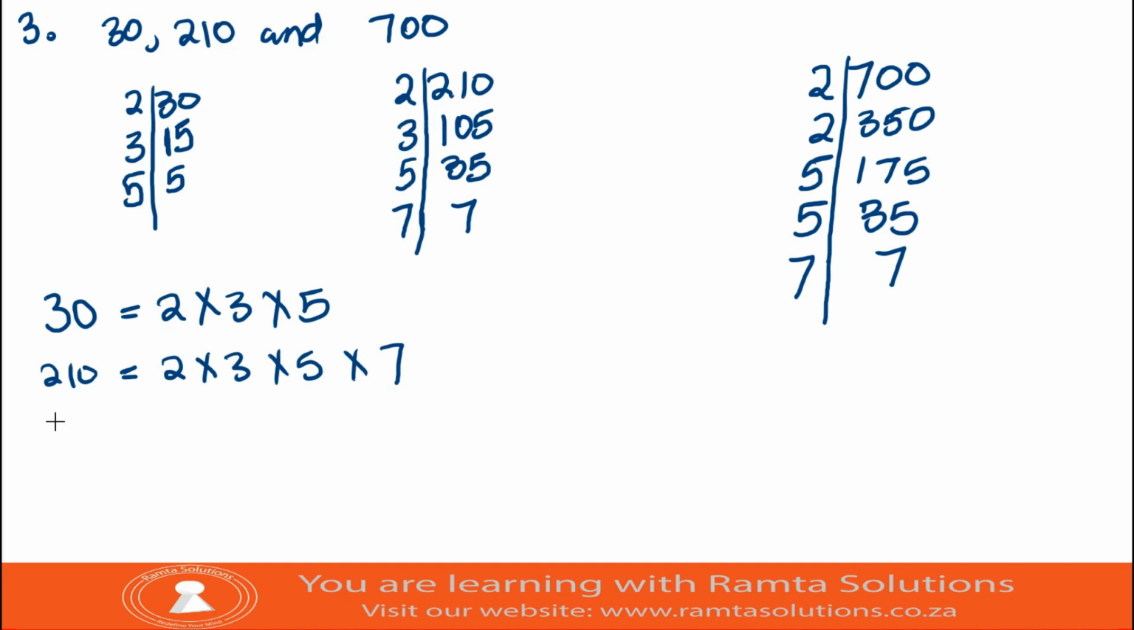So now let's proceed to 700. 700, what do we have? We have 2 times 2 times 5 times 5 times 7. Let's quickly check this one. It is 2 times 2 times 5 times 5 times 7. It is 700. Now, what are the common factors?